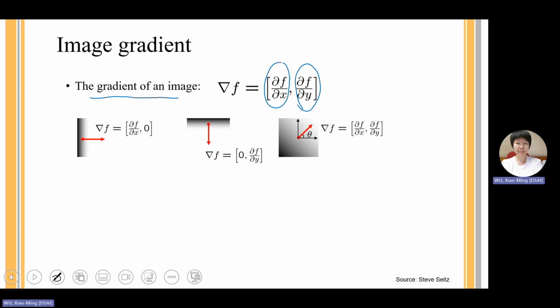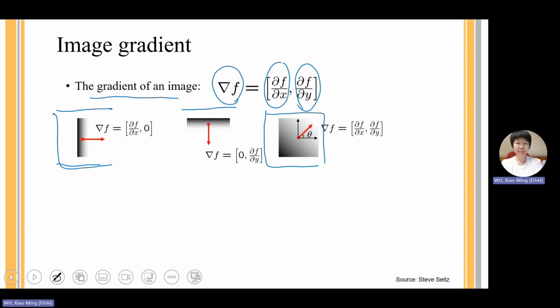Here, we show three images. You can see this is one image. This is another image. And the red arrows represent the gradient direction and also the gradient magnitude. Well, look at this image.